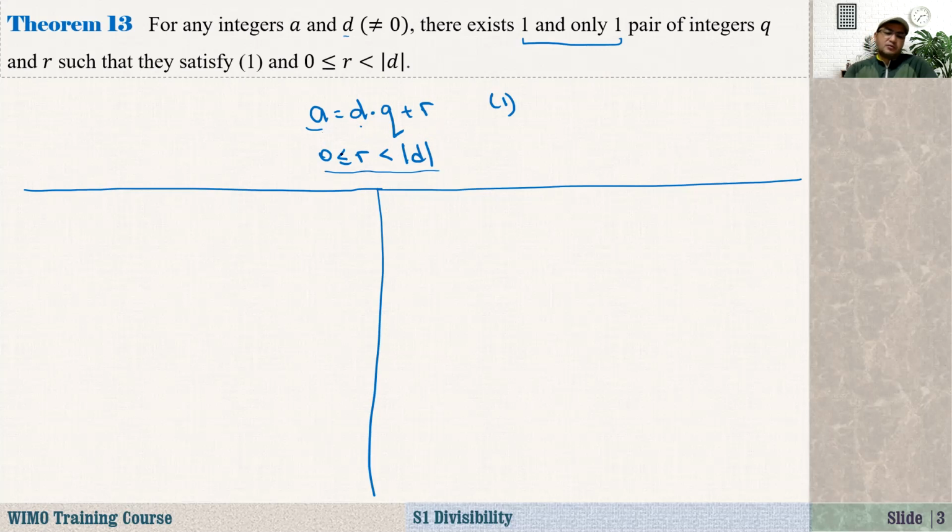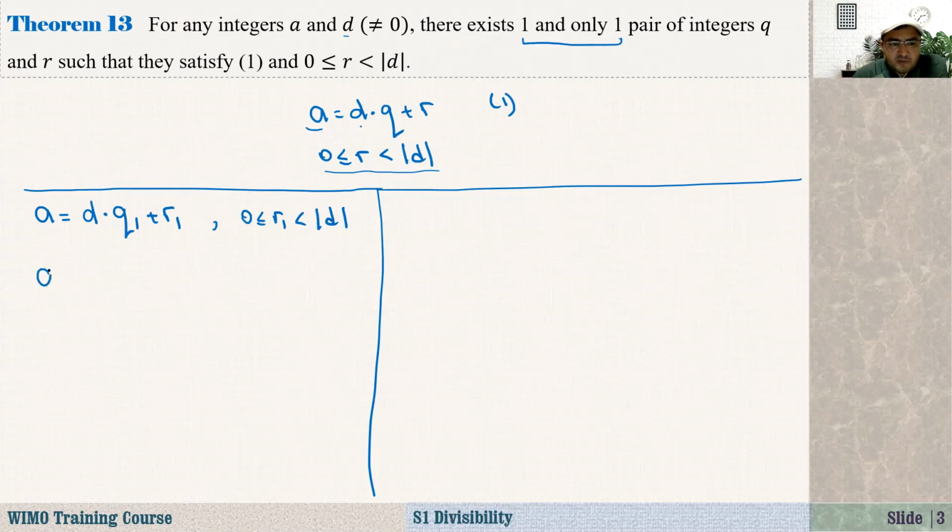Usually in this kind of situation in math, we think of the opposite notion for this proof. Suppose that our claim is wrong and there is more than one. Suppose that we have two different representations of this a and d. Let's say a is equal to d times q1 plus r1, and here of course r1 is between 0 and the absolute value of d, not inclusive.